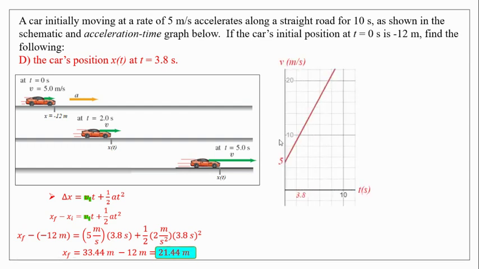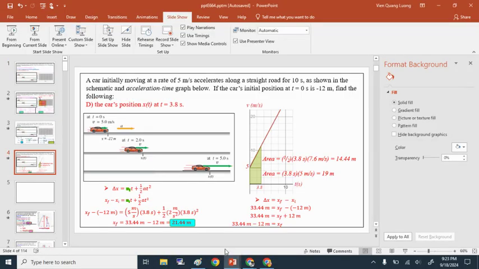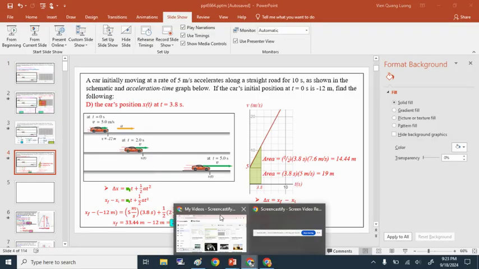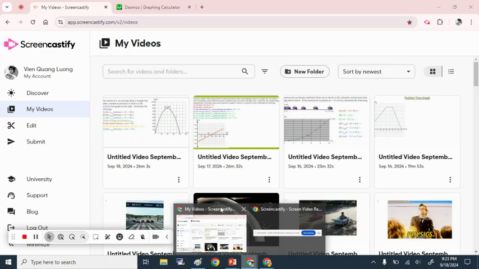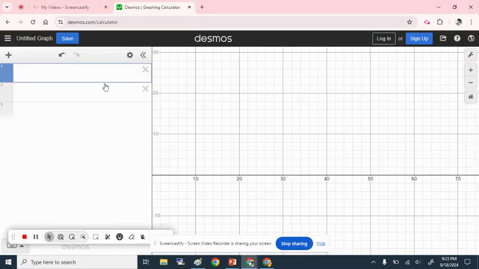Okay. Now, here's a graph that I have for you. I'm going to go ahead and use Desmos real quick, and then hopefully teach you how to do this using Desmos. Okay. Now, in order to graph this, all you need to do is graph the velocity function.